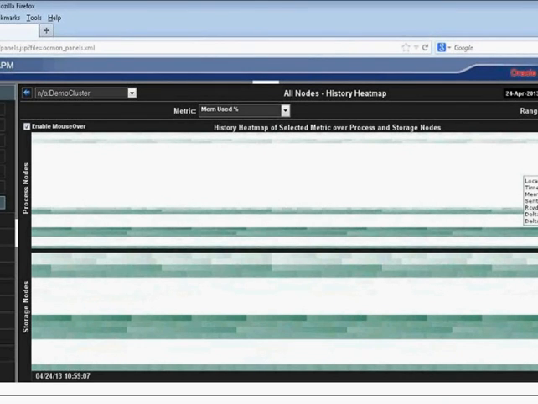And the way this is read is that the right-hand side of the screen has the current time at the bottom. The left-hand side has the duration. So at this point, we're looking at 20 minutes of data. Each row is a node, and each column is a sample. So you can actually see within the screen the light green to dark green to light green to dark green is really the sawtooth pattern within the heap utilization.